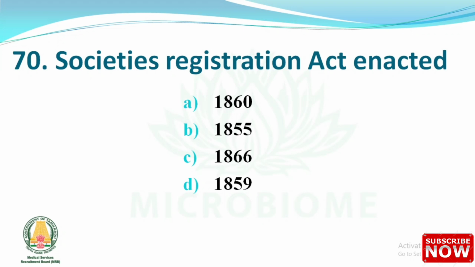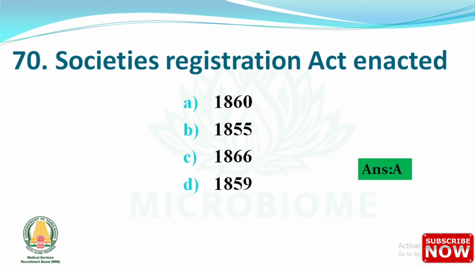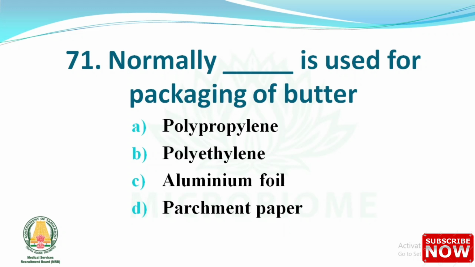And next, Societies Registration Act was enacted in the year? The options: 1860, 1855, 1866, 1859. The right answer, option A, 1860. And next, normally dash is used for packaging of butter. The options are polypropylene, polyethylene, aluminium foil, parchment paper. The right answer, option D, parchment paper.